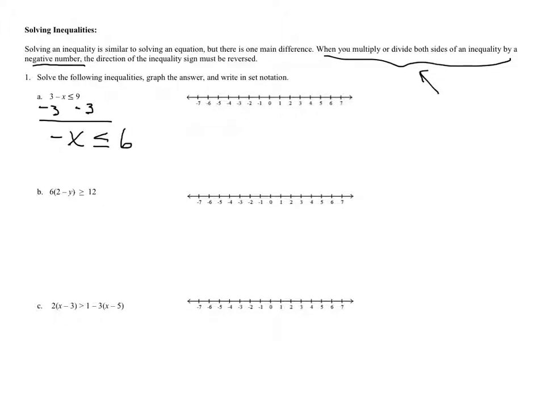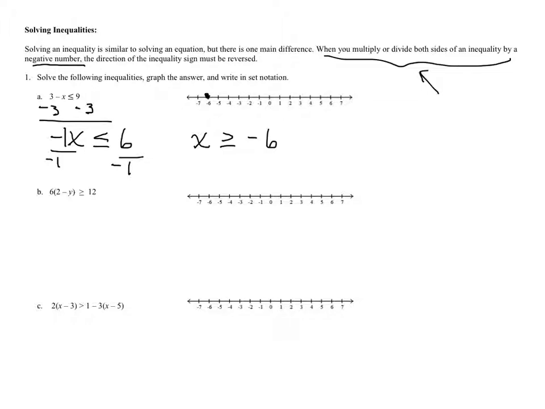Now I haven't multiplied or divided by a negative number, but I am going to now, because there's a -1 in front of the x. In order to get it to be a regular x, I'm going to divide by -1 on both sides. So x is going to be greater than or equal to -6. Now let's graph this. So we're going to put a nice solid dot on -6.